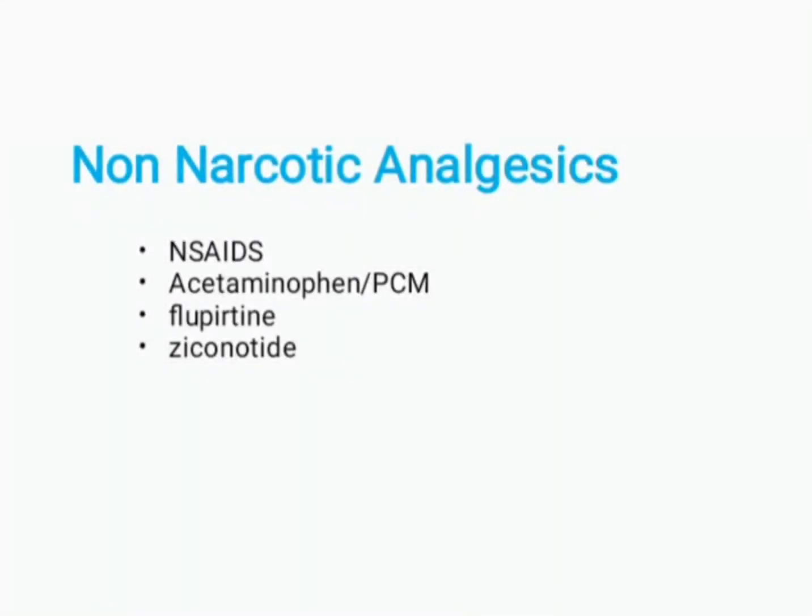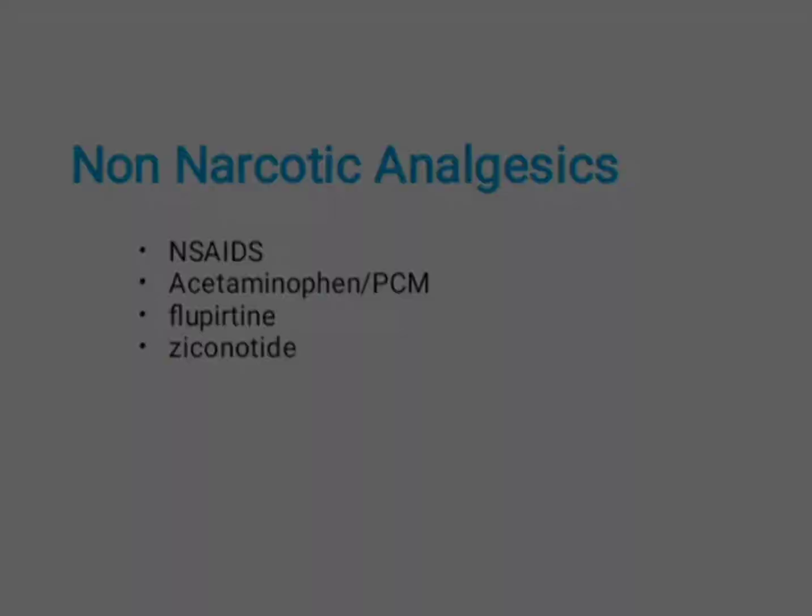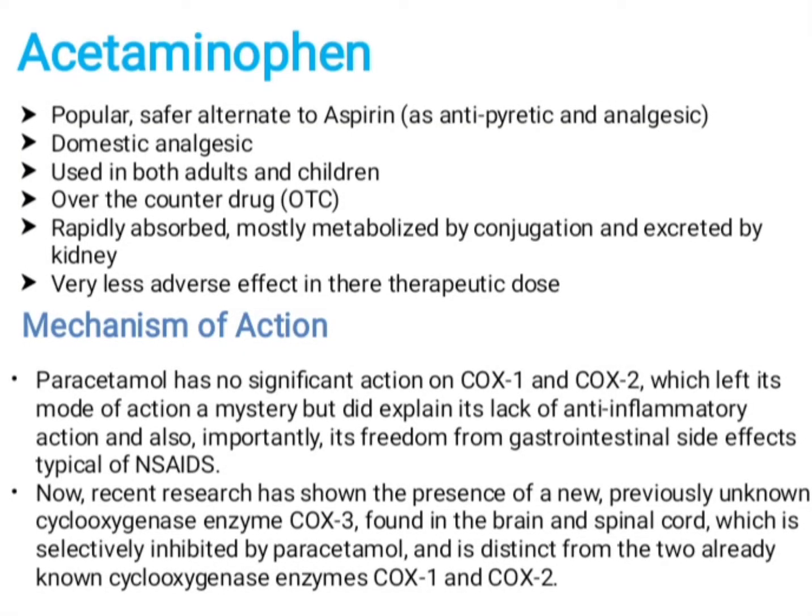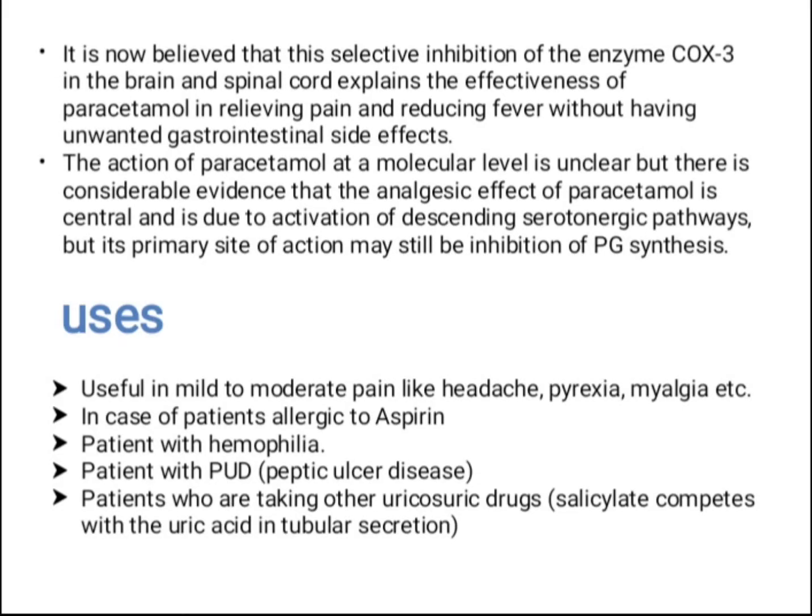Non-narcotic analgesics, examples are NSAIDs, acetaminophen or paracetamol, flupirtine, and ziconotide. Acetaminophen is a popular staple alternative to aspirin. It is a domestic analgesic used in both adults and children. It is an over-the-counter drug, rapidly absorbed, mostly metabolized by conjugation and excreted by the kidney. It has very few adverse effects at therapeutic doses. Its uses are in mild to moderate pain like headache, pyrexia, myalgia, etc.